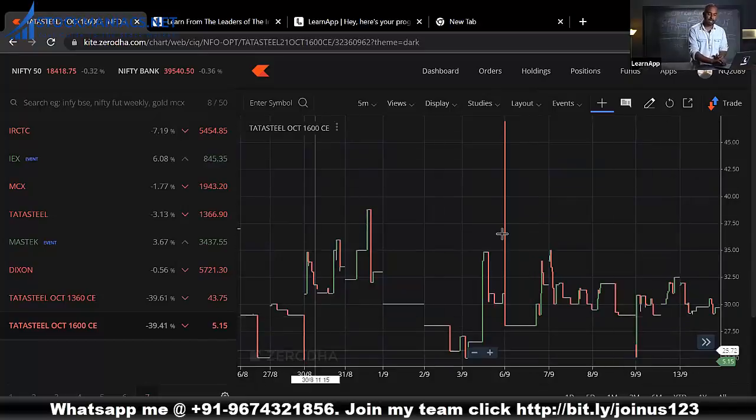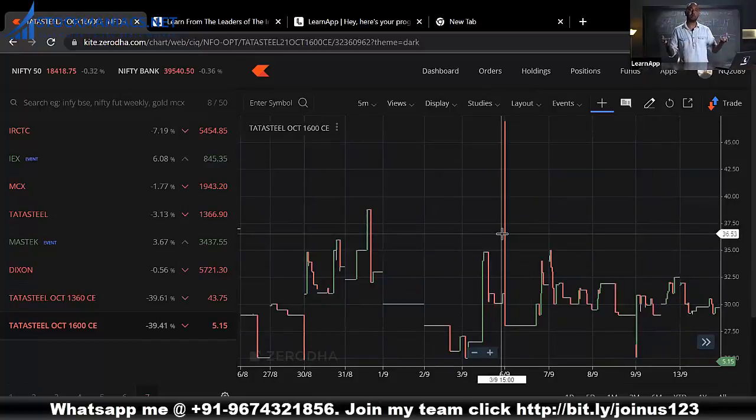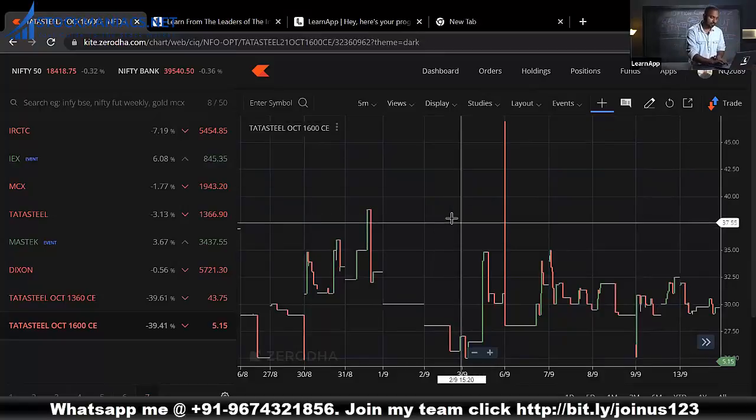This is happening because there is no fill in the orders. Someone is bidding, someone is asking, but they are far apart. They are both limit orders, so it is not happening. And that's how we identify illiquidity by looking at the charts. Yes, because it is OTM. See, Tata Steel is a very liquid script.